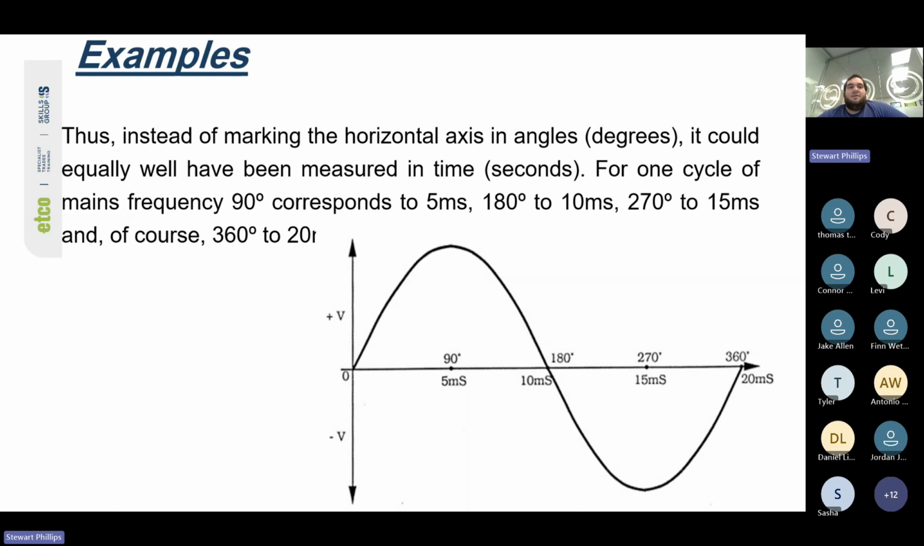Cool. So instead of marking the horizontal axis in degrees, we can do it in seconds. For one cycle of the frequency, 90 degrees is 5, 180 is 10, 270 is 15, and 360 is 20, because we've already figured out 20 milliseconds. If we divide 20 by 4, we get 5 millisecond gaps: 5, 10, 15, and 20.